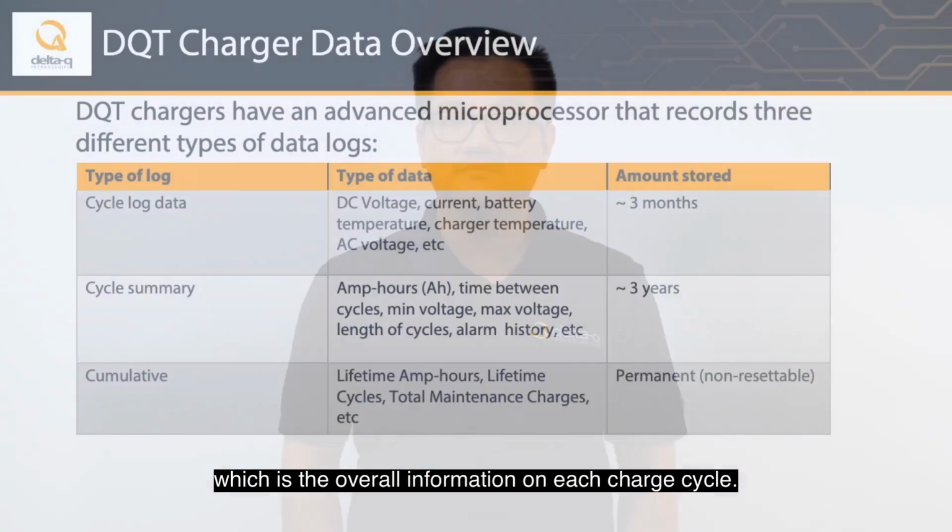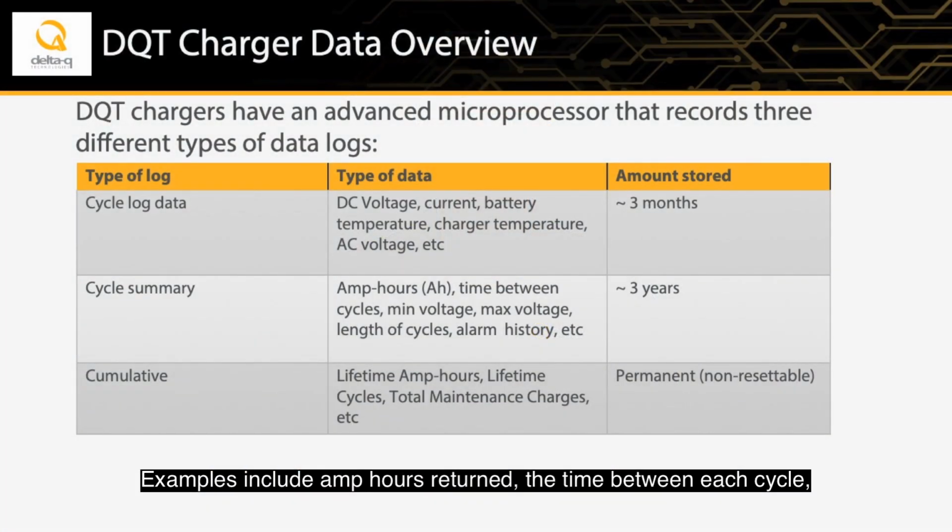The second type of data is called the cycle summary data, which is the overall information on each charge cycle. Examples include the amp-hour return, the time between each cycle, the length of each cycle, and the maximum and minimum voltage of the charger. This type of information can be stored in the charger for up to 3 years.